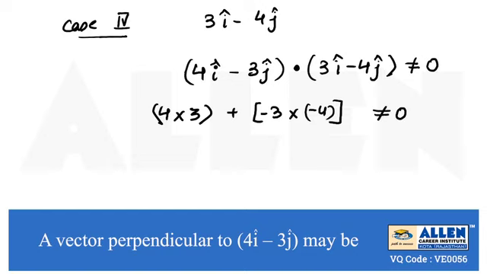So we have seen only one case in which the vectors are perpendicular to each other, their dot product coming out 0, that is 7 k cap. So the answer to this question is 7 k cap.